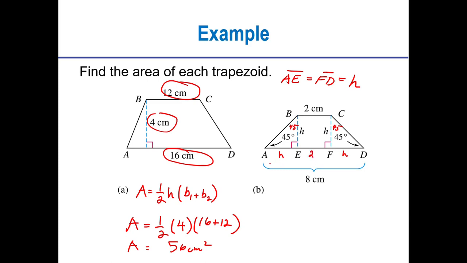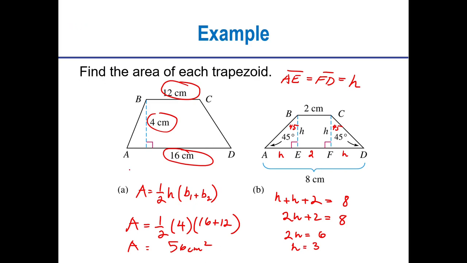And I know the segment from A to D is 8 centimeters, so we can put h plus 2 plus h has to be equal to 8 centimeters. h plus h gives us 2h plus 2 equals 8, and I can subtract the 2 from both sides, and so 2h equals 6, and h must be equal to 3. So we know h is 3 centimeters.